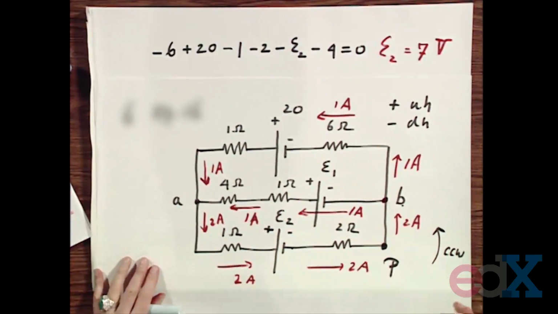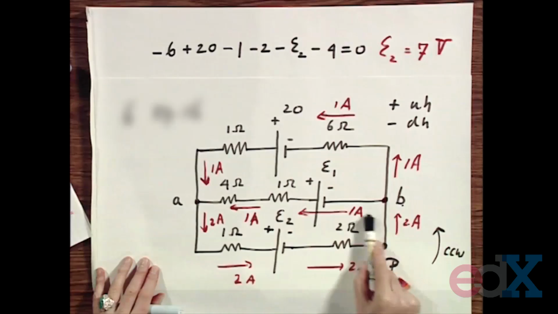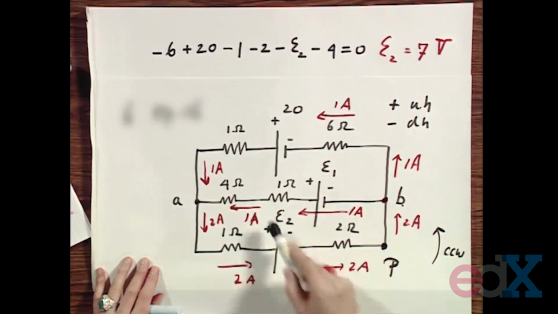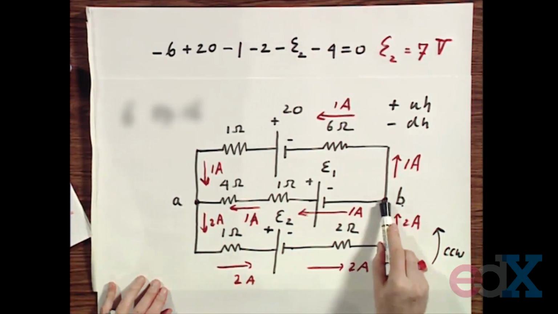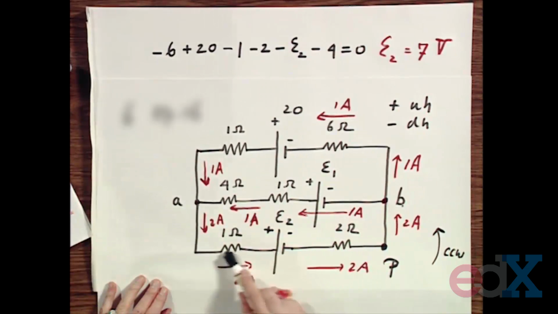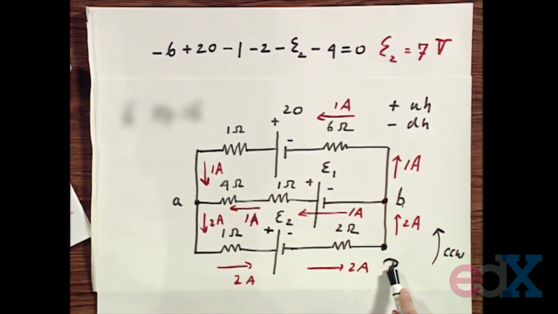Now I have a choice. I can take this loop, or I can take this loop. I can go clockwise, I can go counterclockwise. It should all make no difference. I have decided to take this loop and go counterclockwise. Where you start doesn't matter, but I will start again at point P.